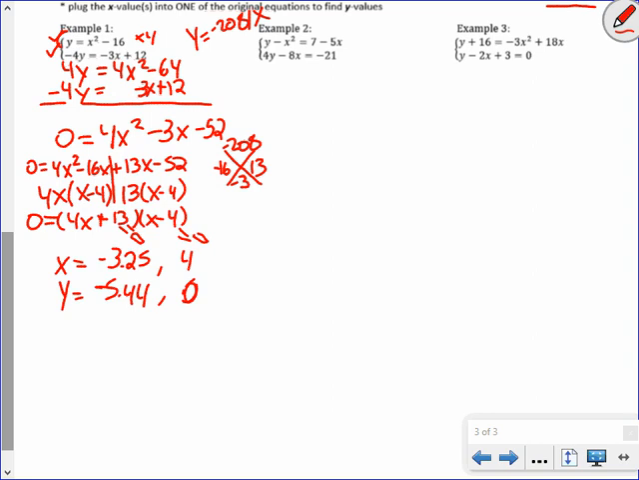So once I find the y's, I just match them up, write them as a point. So one of my points would be this one, and my other point would be one. Make sure you match the x's and the y's together. The x that gives you a particular y, they need to be in the same point. So that would be my first one.